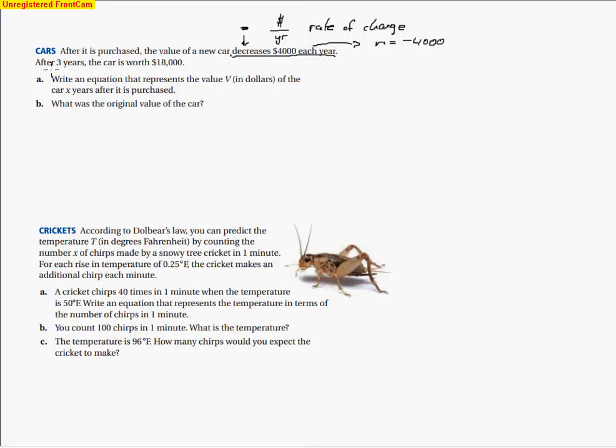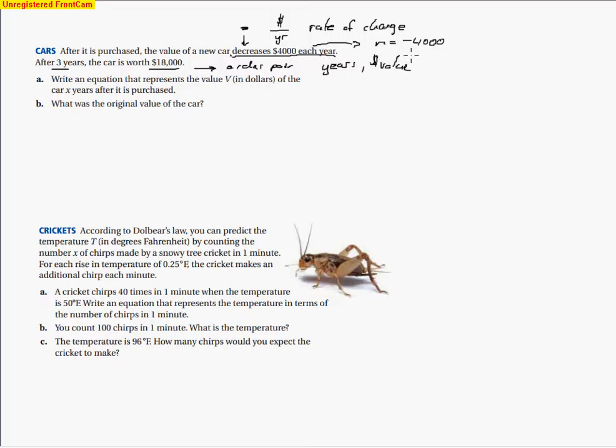It says after 3 years, it's worth $18,000. So this is an ordered pair. This is a value that they're giving us. And that ordered pair is going by years and then dollars, or value.